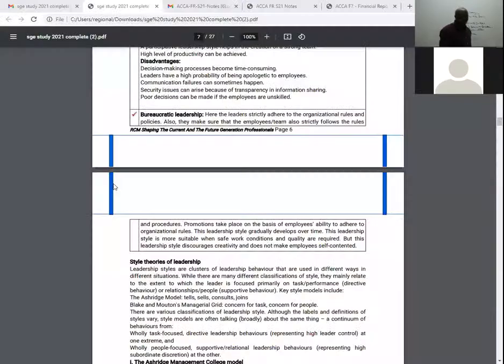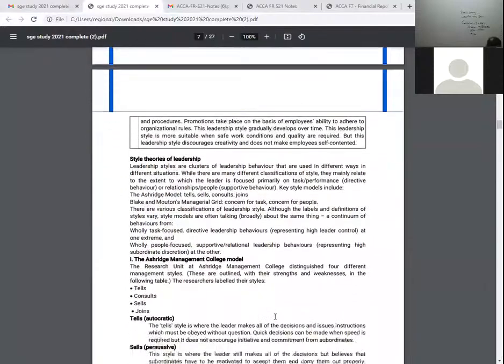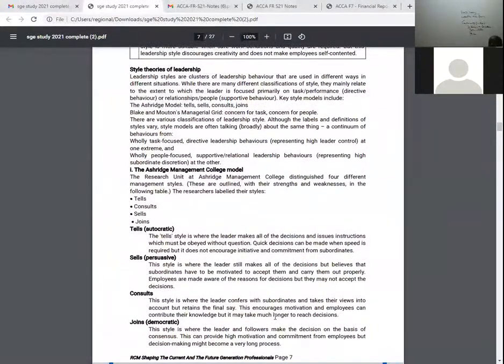Now, ladies and gentlemen, from there I will be able to go straight away to what we call the theories of leadership. And the theories of leadership really have got nothing much here, because already you guys have gone through the Ashridge management model. So the most important under the Ashridge management model is for you to see the 4 styles. I normally look at them as styles of communicating. So we have those leaders who tell, those leaders who consult, those leaders who sell, those leaders who join, who bring in others. So tells, as I've told you here, these are autocratic leaders.